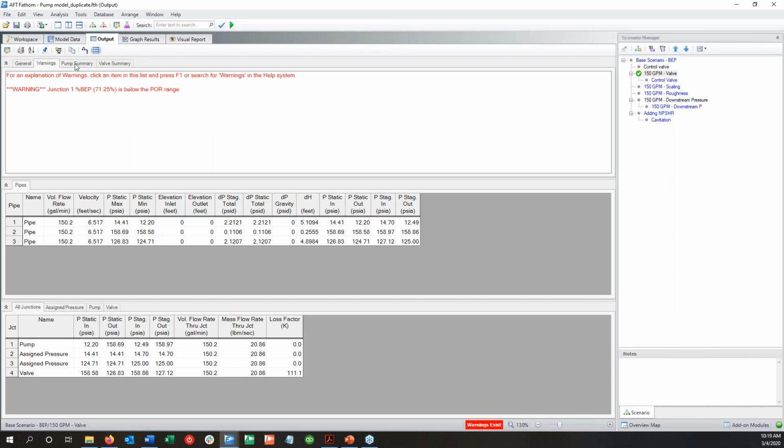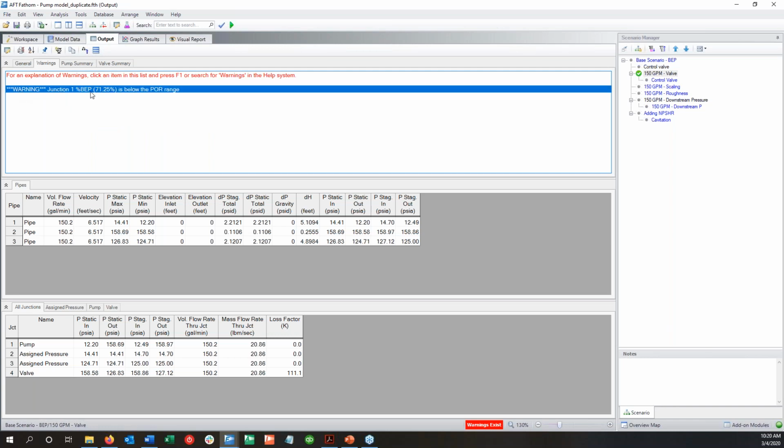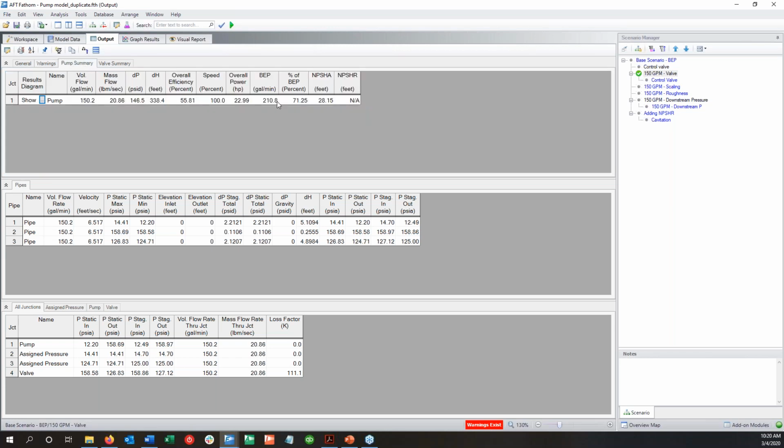we can take a look at our output, where now we see this warning, where before we did not. So junction 1's BEP is below the preferred operating region. Because we're at 70%, we're below my 80% threshold, and that warrants a warning. We can also see in our pump summary that we're at 71.25%. And our valve is operating as intended with our 150 gallon per minute flow.